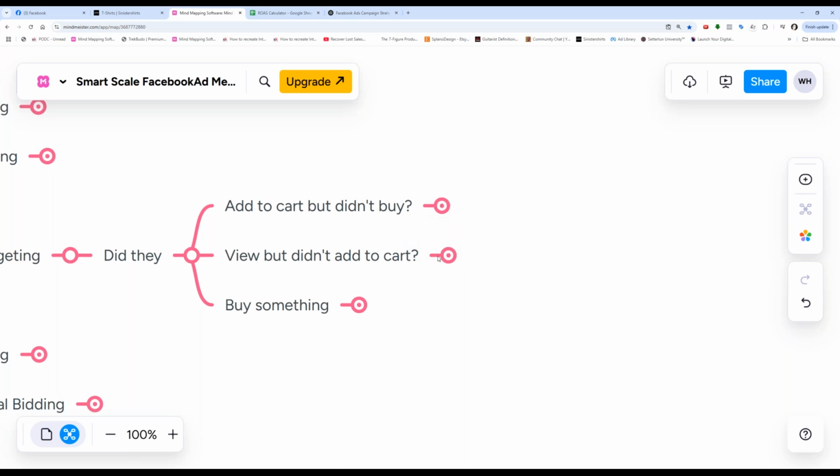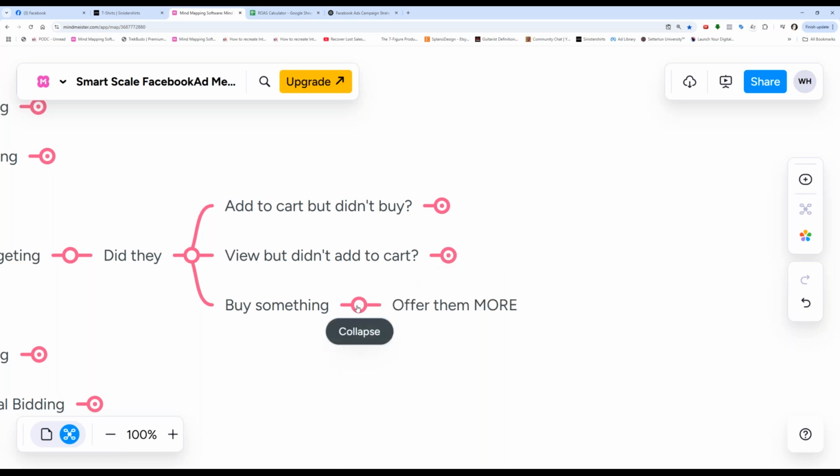Now, did they view but they didn't add to cart? Maybe offer them a discount. We could set up a set of ads that say, hey, we noticed you were checking out our store. Come on back, take 10% off anything. We can do that. That's possible. We could run that only through ads. That's entirely possible. And it does work very well.